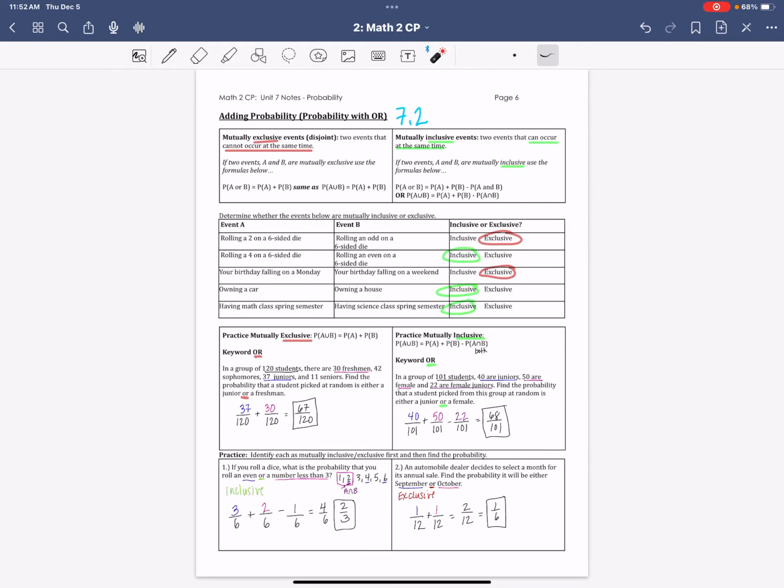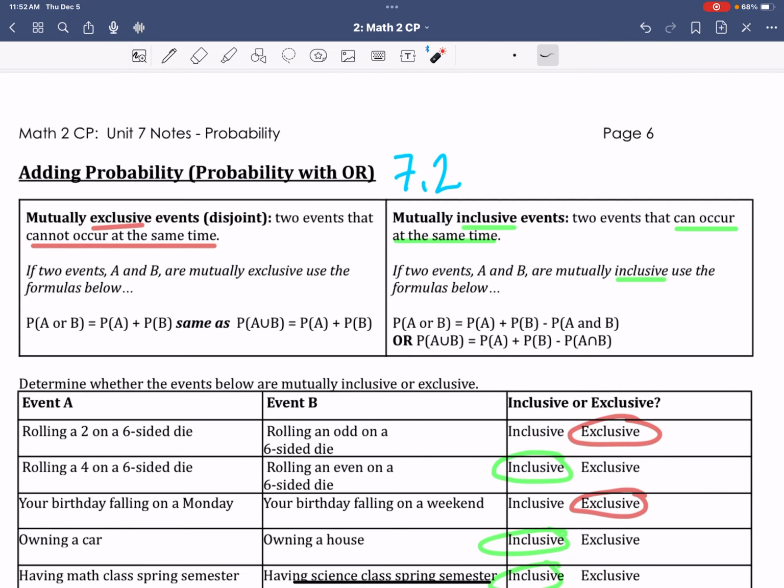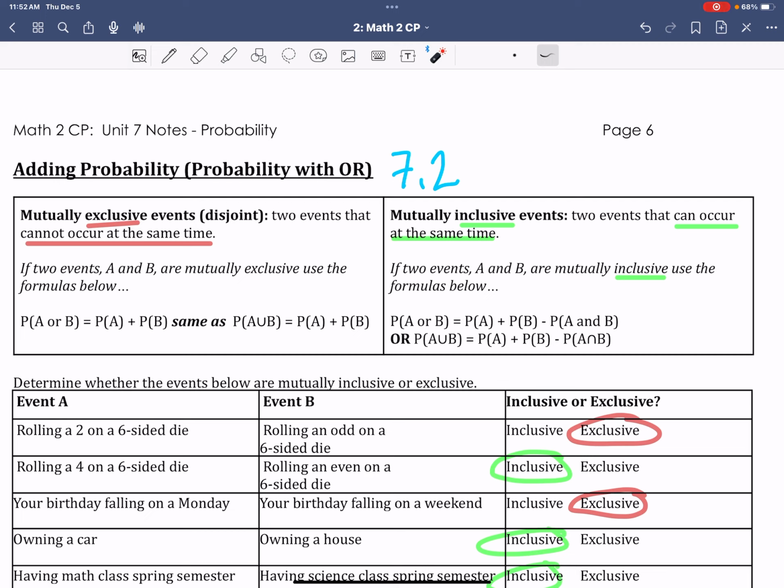All right, today we're going to be talking about adding probability, or probability with "or." So let's go ahead and get started with some of the vocab. First off, we have mutually exclusive events. What this means is they're disjoint, so they are events that cannot occur at the same time.